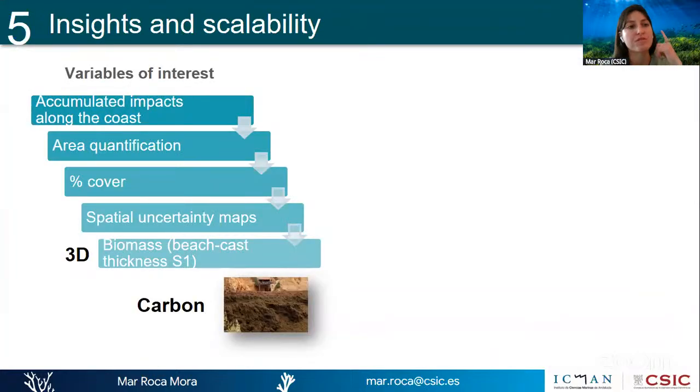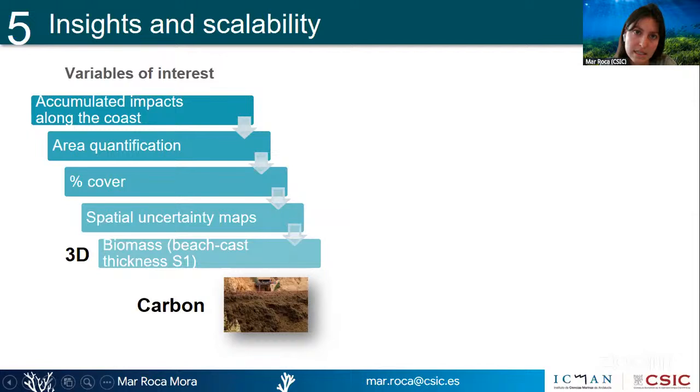So variables of interest that we can get: accumulated impacts along the coast, area quantification, percentage cover that we talked about before, spatial uncertainty maps, and for the third dimension, the biomass, because here, as you can see in the picture, these beach casts can be really, really thick. We can also try using Sentinel-1 to take the difference.